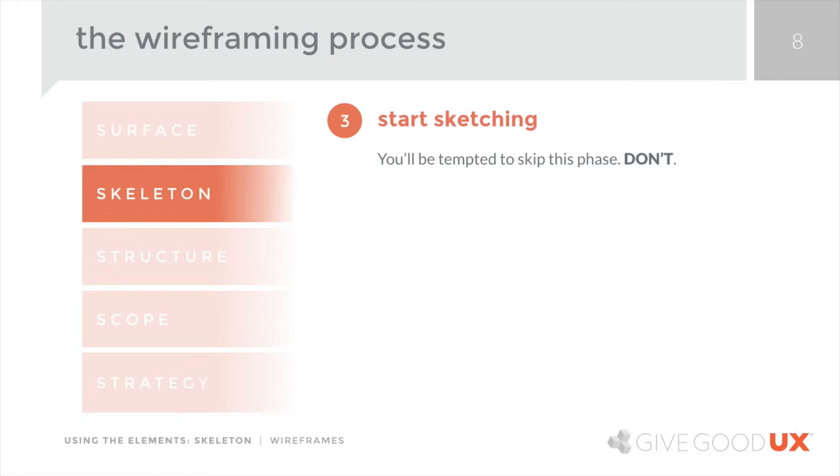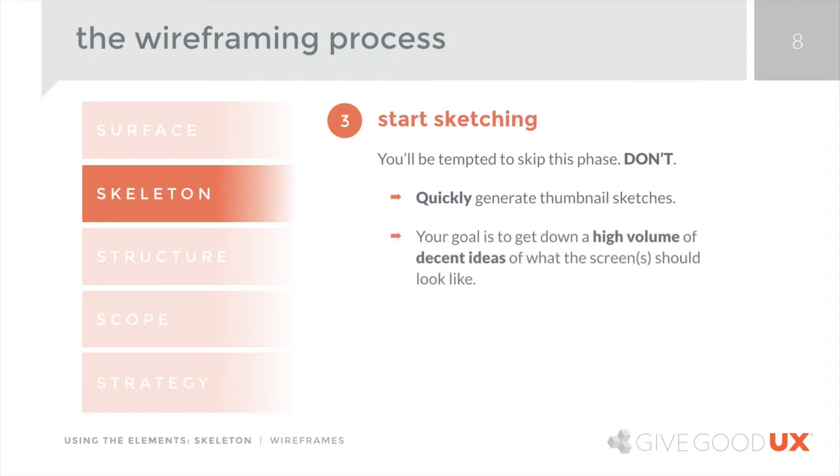So the goal here is to quickly generate what are called thumbnail sketches. The reason we call them thumbnail sketches is because they're really small. Some people actually do sketch little boxes that are about the size of your thumbnail. I generally work a little bigger than that, probably 3-inch boxes, let's say, that represent the screen to me. However you do it, your goal is to get down several decent ideas of what these screens should look like or could look like.